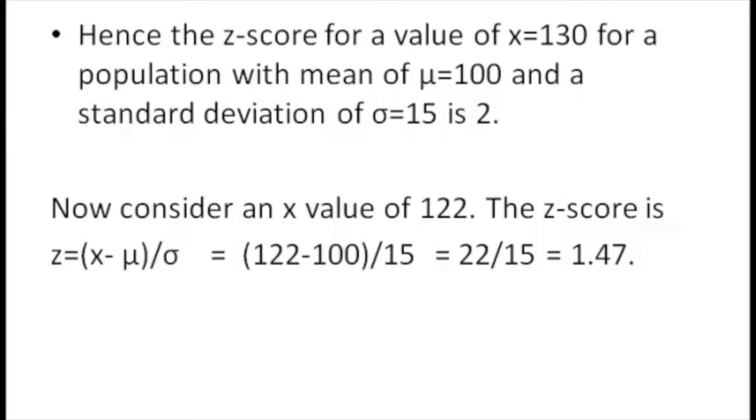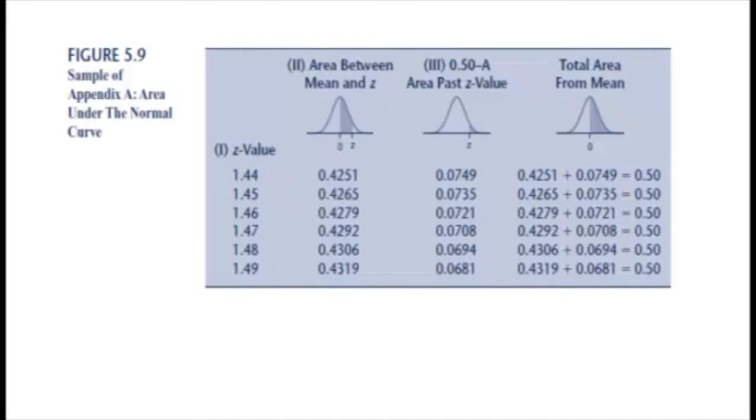Now consider an x value of 122. The z-score is z equal to x minus mu over sigma, which is equal to 122 minus 100 over 15, or 22 by 15 equal to 1.47.